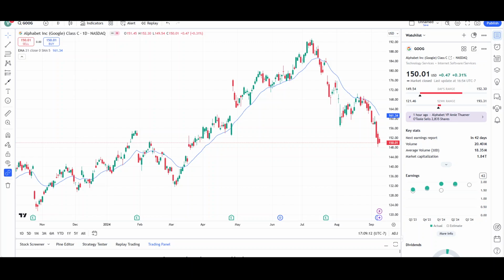We'll be doing a technical analysis breakdown for Google or Alphabet with the ticker symbol GOOG. I will first be going over what I see on the daily chart and finish the video off with the weekly chart. This video is for entertainment purposes only. Please trade at your own risk.